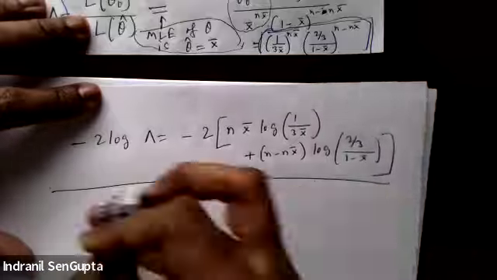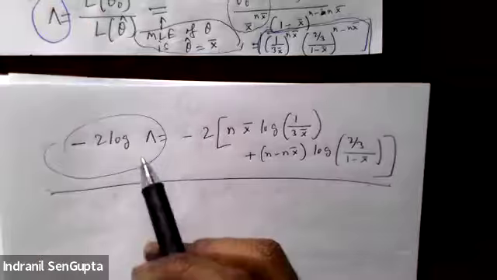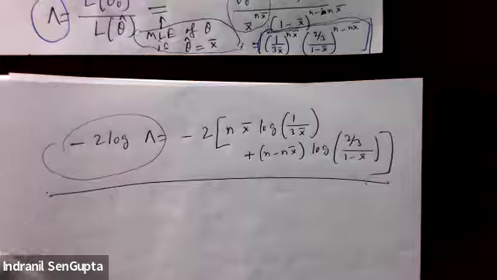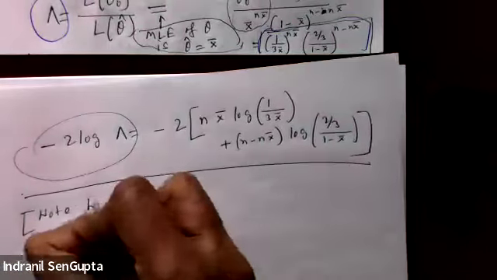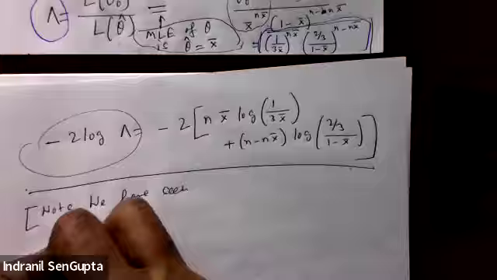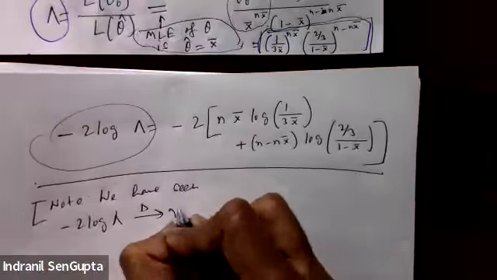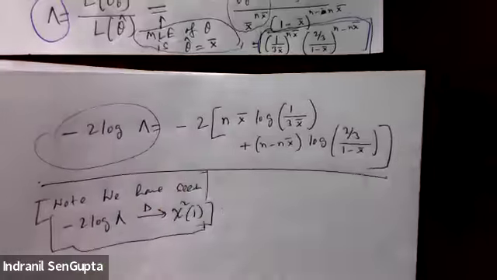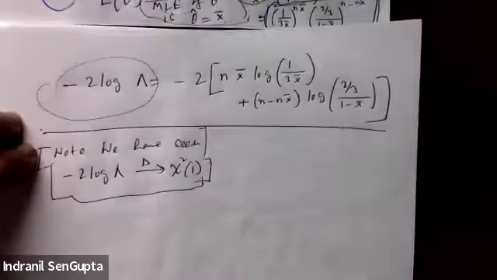That's the answer. And why is this quantity useful? We have seen, when we wrote the asymptotic result, that minus 2 log of lambda goes in distribution to chi-squared of 1. And that's why we sometimes consider this quantity. Okay, but that's part A.